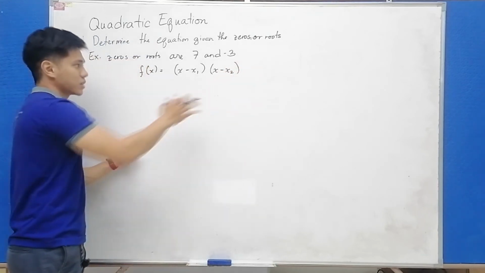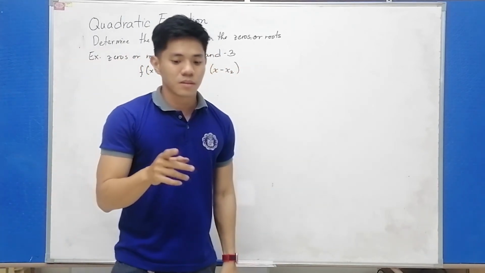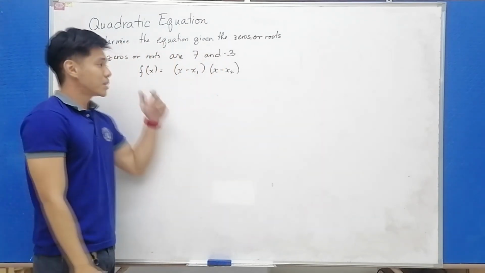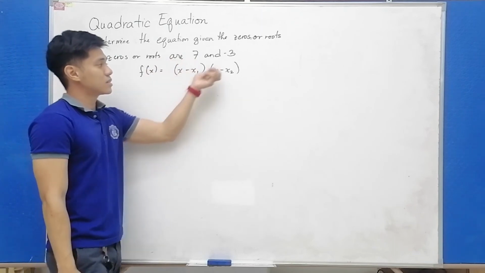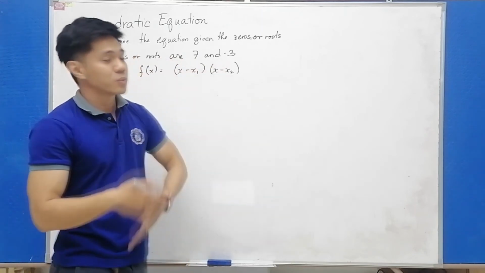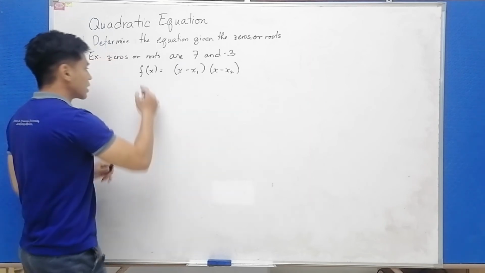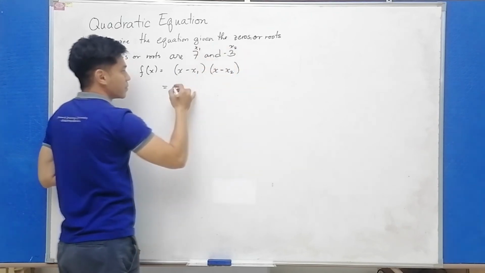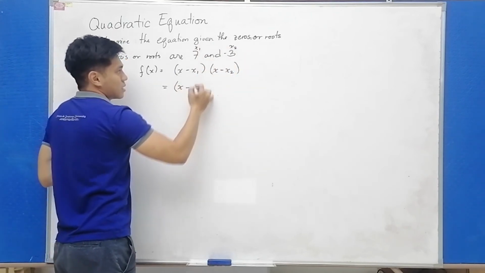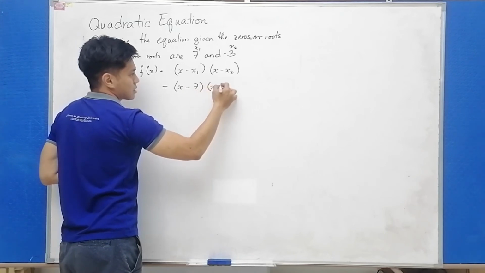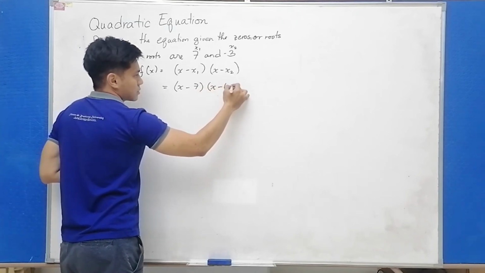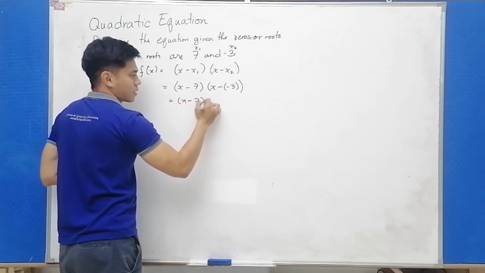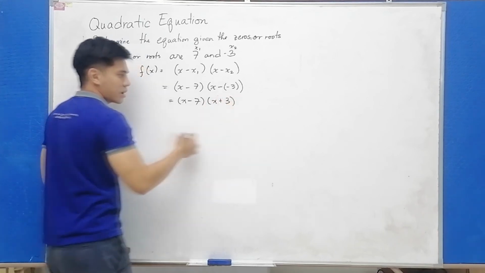If you recall, this equation is quite familiar to the previous example with the graph, because the difference is we just don't have the y-intercept. But all we have to do is substitute these values into this equation and then FOIL them, and we will get the equation for this function. So doing that, we'll label this as x sub 1 and this as x sub 2. So we have (x minus 7) times (x minus negative 3). This becomes positive 3, x plus 3, and then we just have to perform the FOIL method.